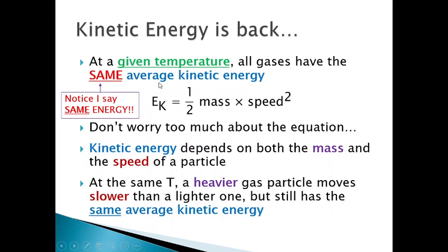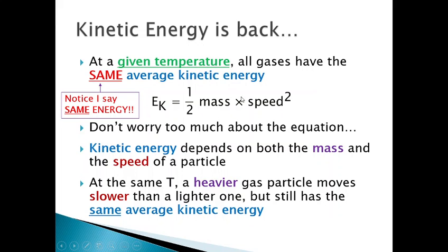Please notice how I say this: same energy. I'm not saying the same identity or the same mass or the same speed or the same color or the same density. I'm saying at a given temperature, all gases have the same energy. You do not need to concern yourself with this equation. The main reason I put it in here is that I just want to show you that the kinetic energy has some type of relationship between mass and speed. Because I'm saying at a given temperature all gases have the same energy, the energy is going to be the same for all gases at a given temperature.